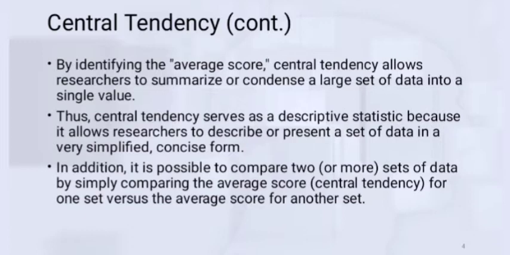By identifying the average score, central tendency allows researchers to summarize or condense a large set of data into a single value. Thus, central tendency serves as a descriptive statistic because it allows researchers to describe or present a set of data in a very simplified or concise form. In addition, it is possible to compare two or more sets of data by simply comparing the average score for one set versus the average score for another set.